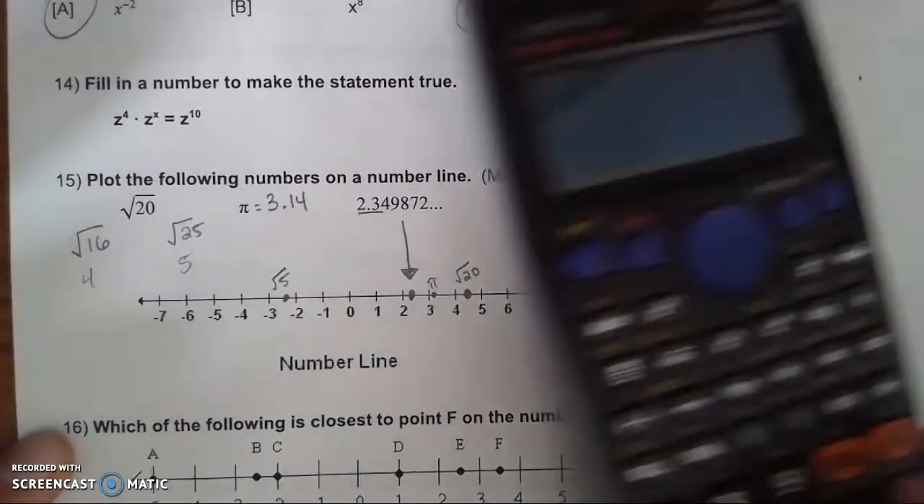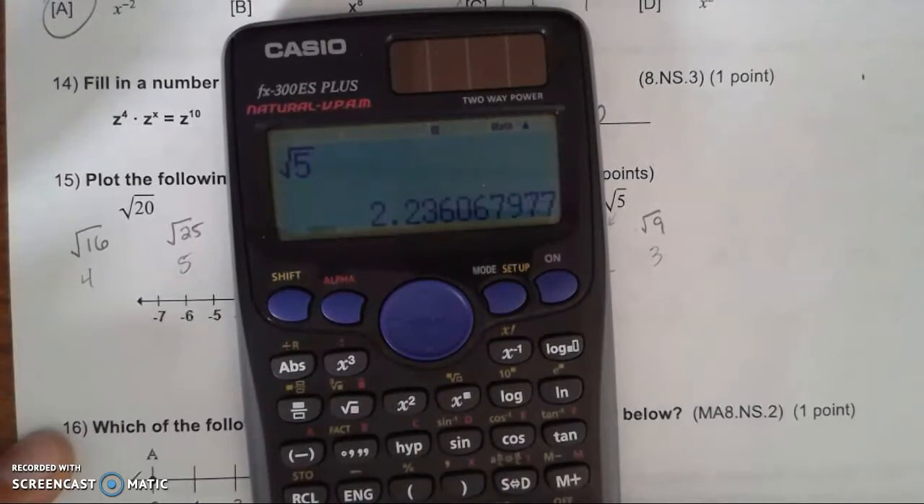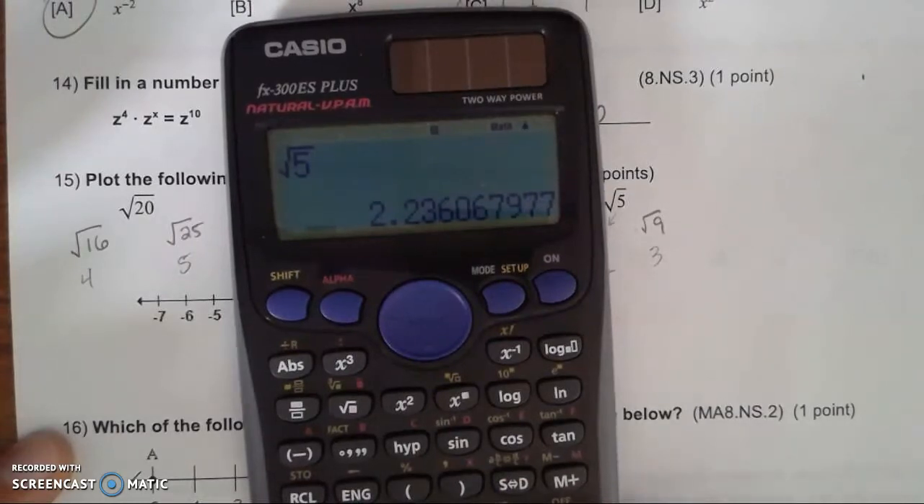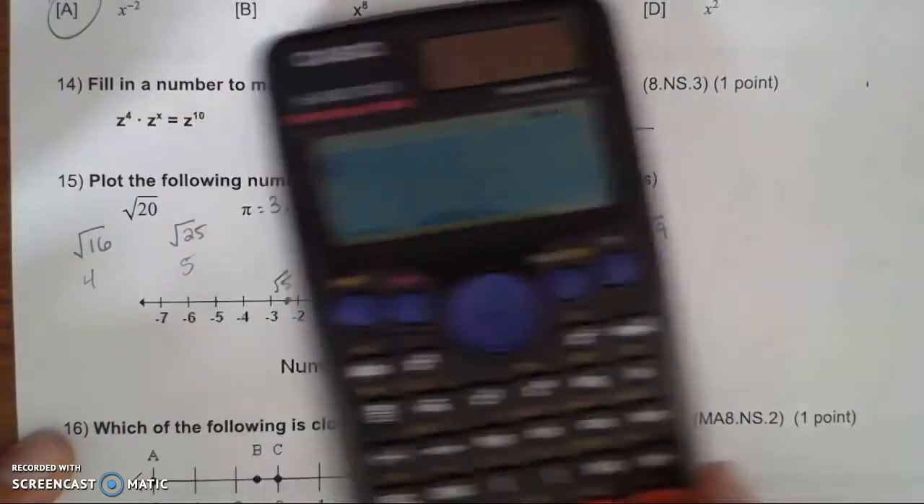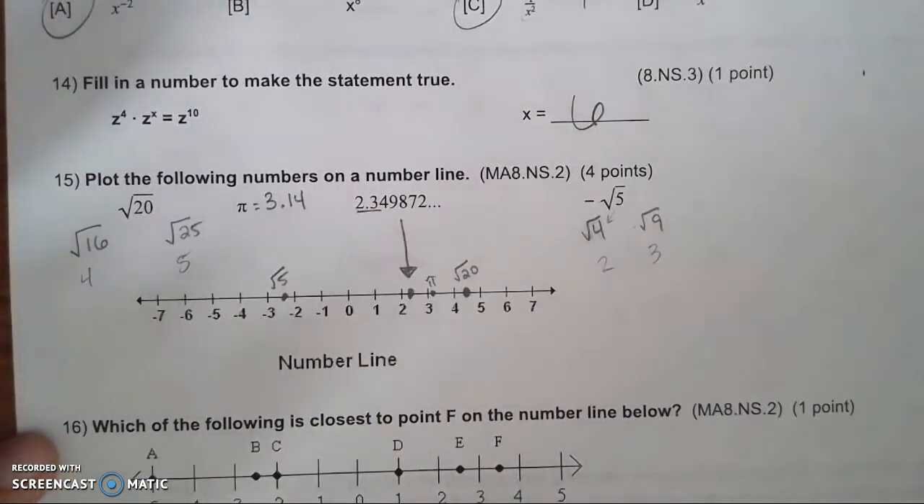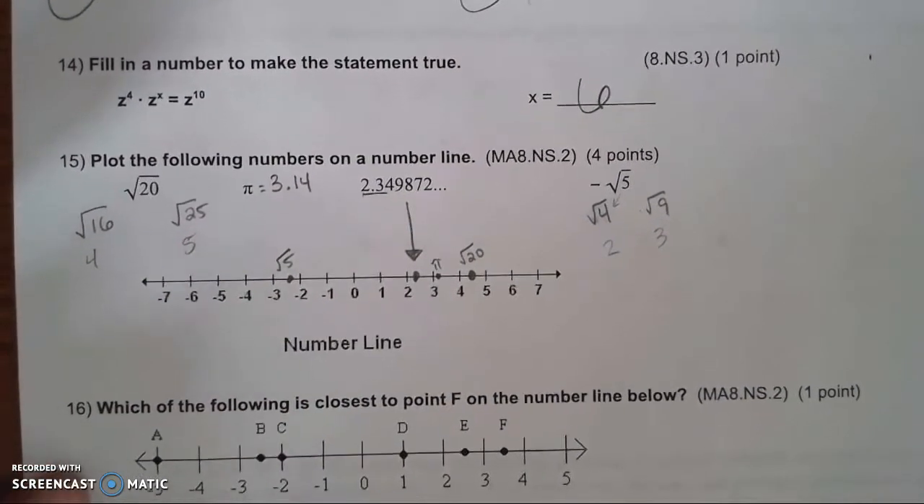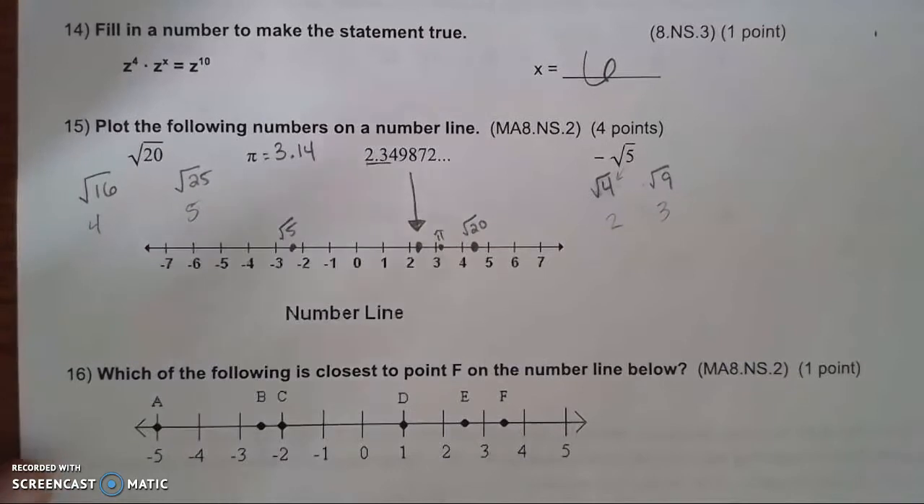And you can always double check it with your calculator. So square root of 5 is 2.23, so I was right, it was 2.2. But then that negative sign just makes it a negative 2.23. Okay. So 4 points for that, for correctly plotting all of them on the number line.